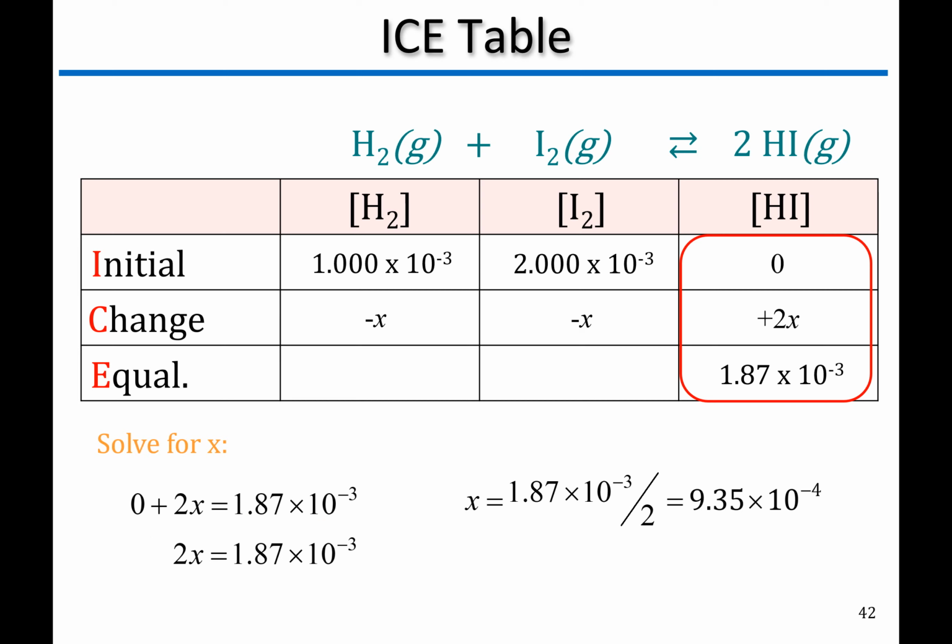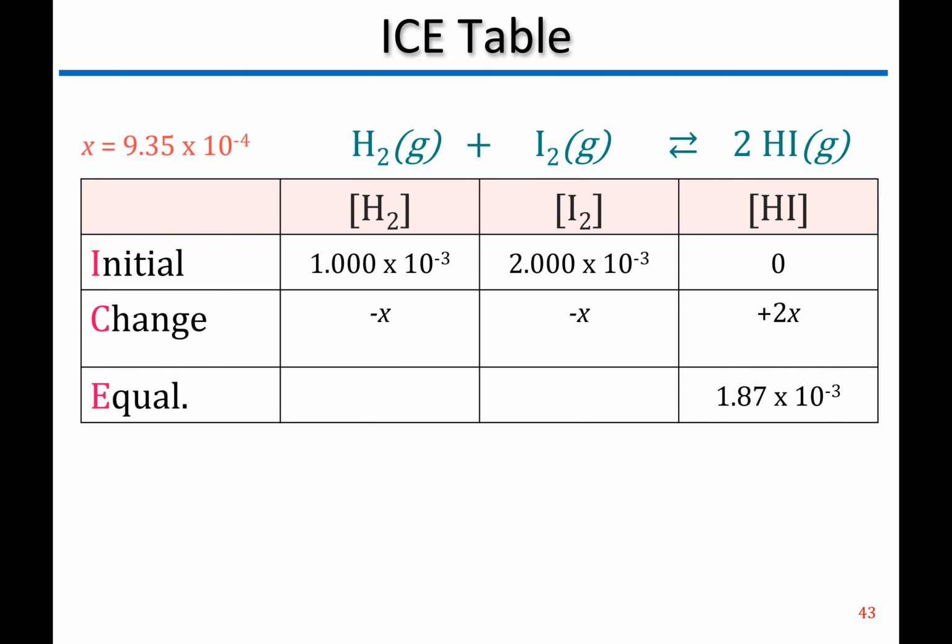Okay, so x will be equal to 1.87 times 10 to the minus 3 divided by 2. So just dividing by 2 here and dividing by 2 here. Okay, which gives us 9.35 times 10 to the minus 4. Now bear in mind, that's not the equilibrium concentration. This is our X value.